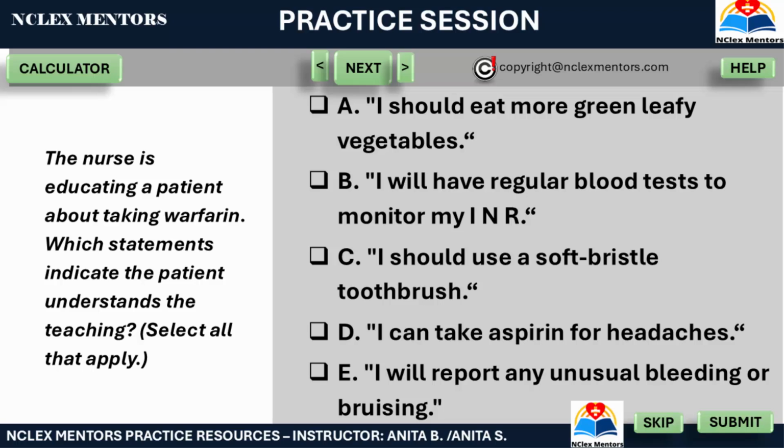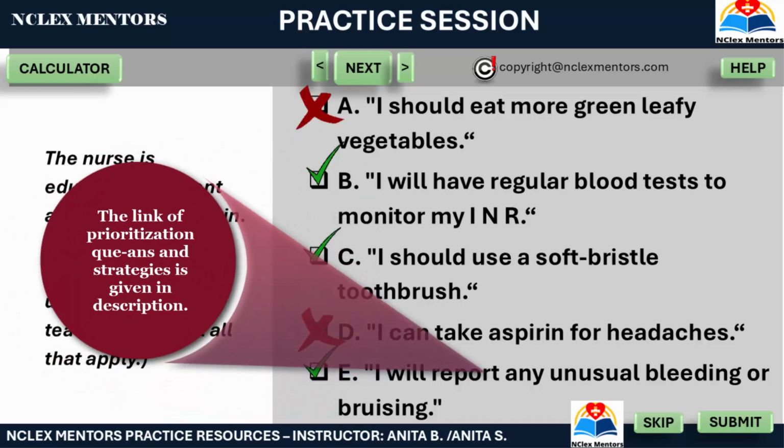C. I should use a soft bristle toothbrush. D. I can take aspirin for headaches. E. I will report any unusual bleeding or bruising. There are 3 correct answers here: B, C, and E.